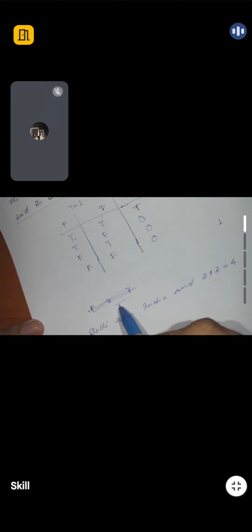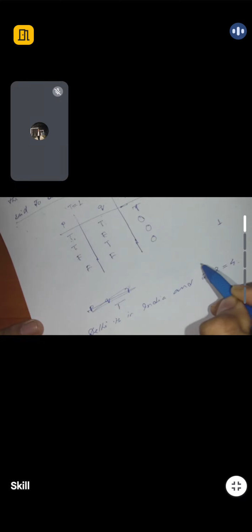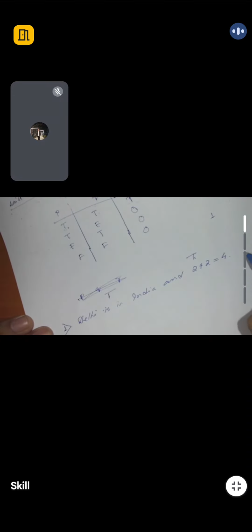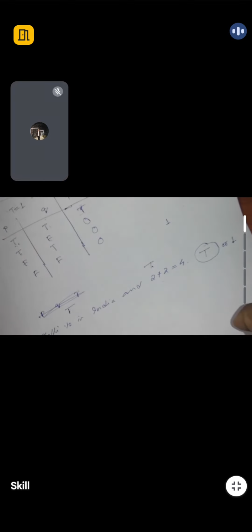This sentence is true, and this sentence is also true. So true and true is equal to true. The output will be true or 1. 1 or true, same thing.